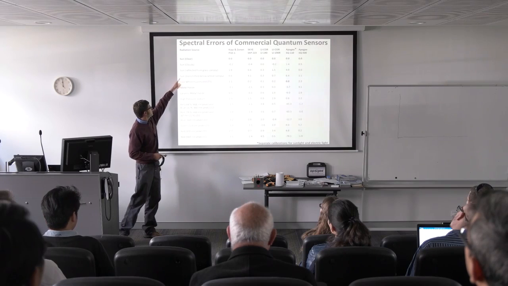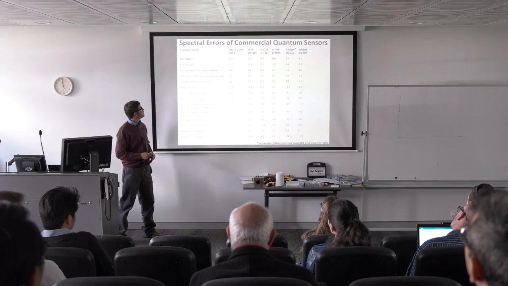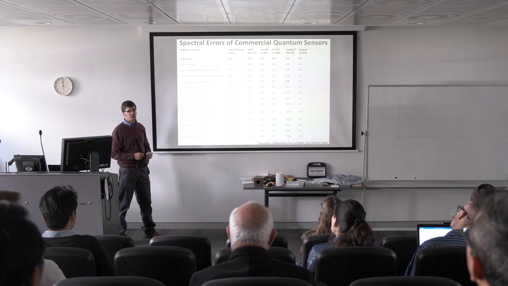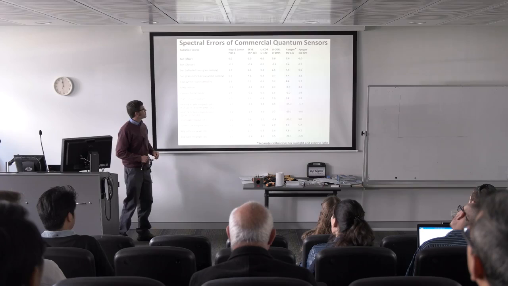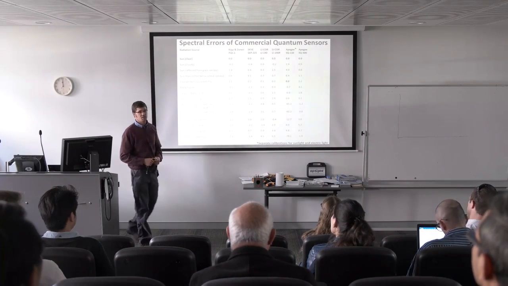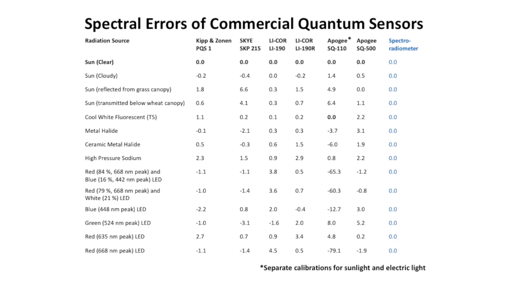So here's the kind of errors you can expect if you measure underneath plant canopies. This is data for a wheat canopy. I think I failed to mention that all of the numbers that you see here are percentages, so not actual radiation units, so not micromoles per meter squared per second, but percentages. And then we have a whole list of electric lights that people might use in a greenhouse or a growth chamber environment.